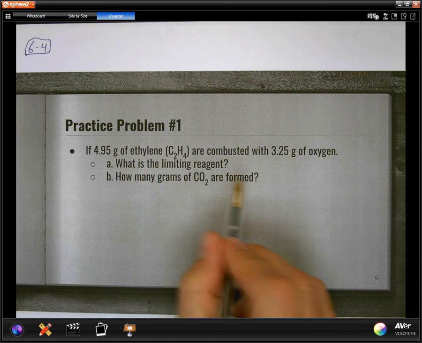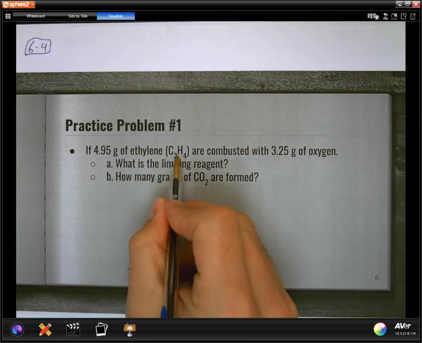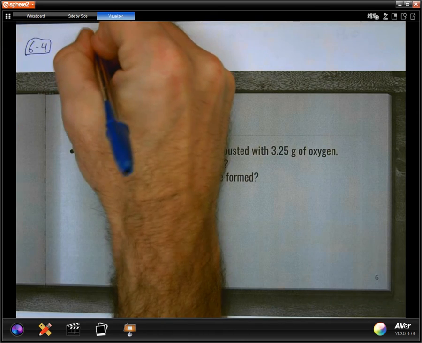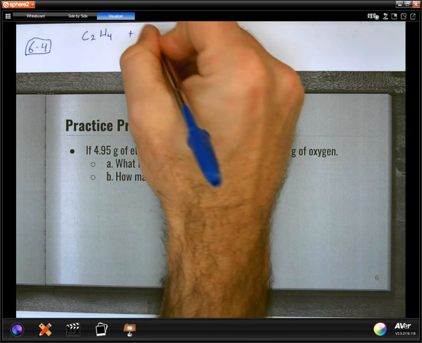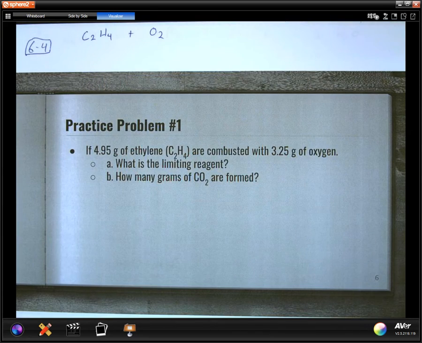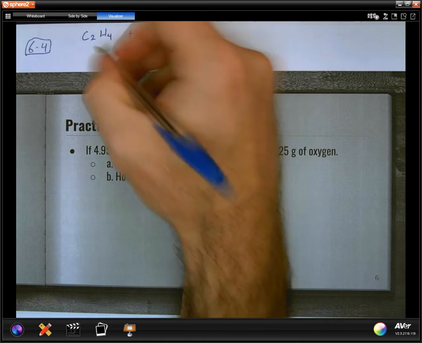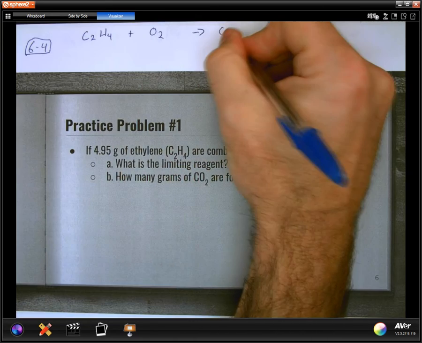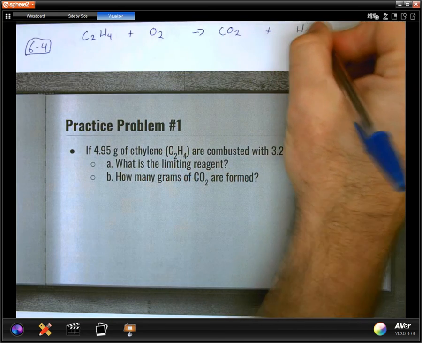So as we do this, the first step we need to do is write out our chemical equation. So I have ethylene, I'm going to write up here, C2H4, reacts with oxygen, and we should know already that that's a diatomic, and it's going to produce what you know from last chapter, that this is a combustion reaction, and it'll always produce carbon dioxide, and you can say it with me, water.